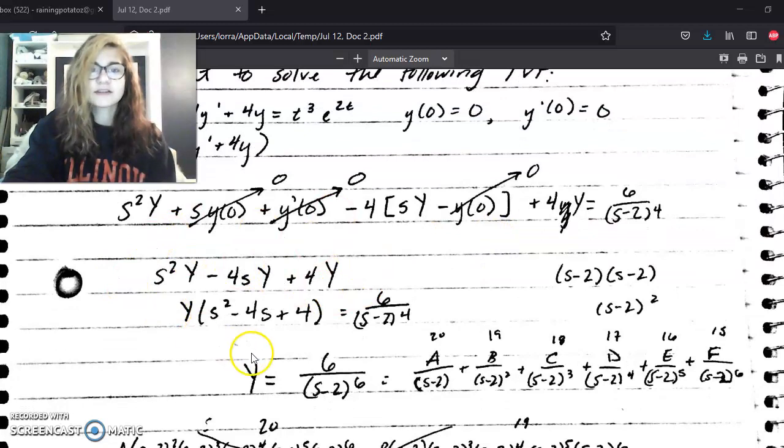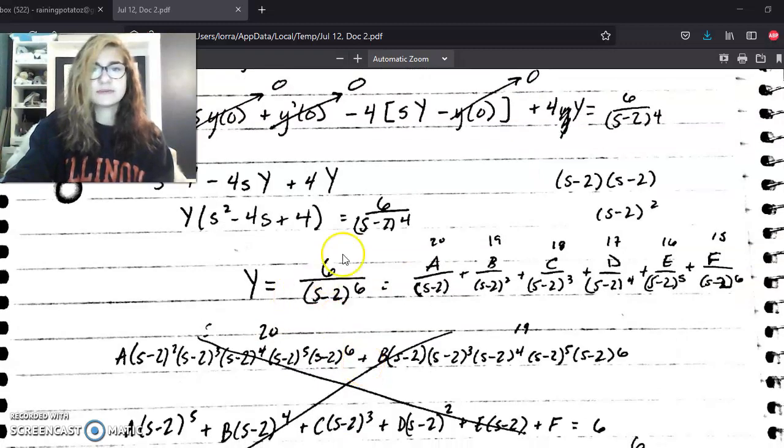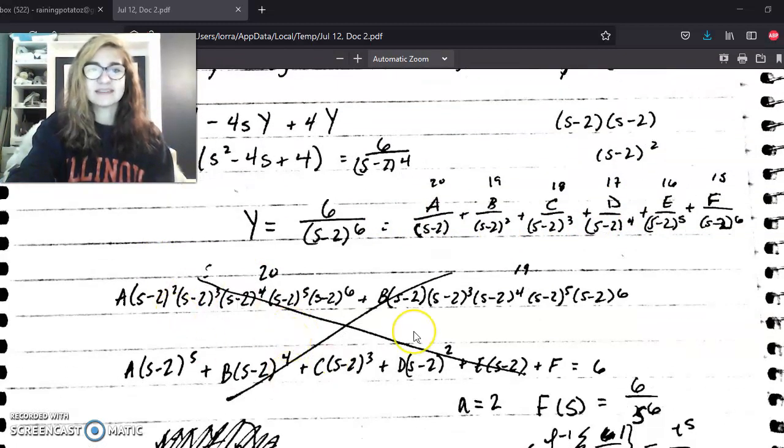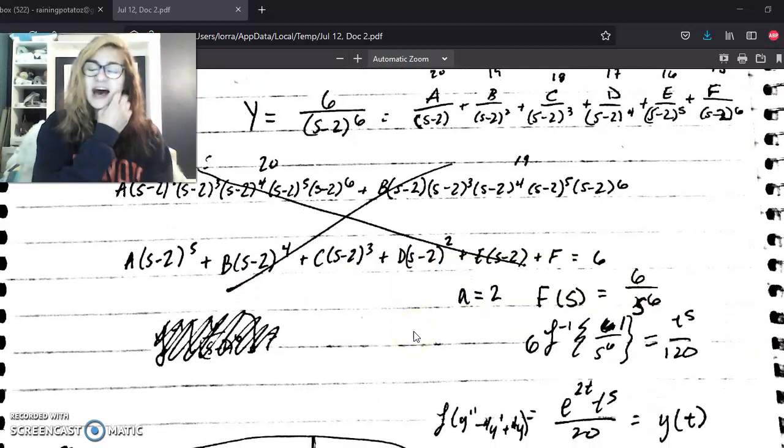So then you can factor the Y's, so Y times the quantity of s squared minus 4s plus 4 is equal to 6 over (s minus 2) to the fourth. And so this factors to (s minus 2) squared, so divide it over and you get Y is equal to 6 over (s minus 2) to the sixth. So at first I tried factoring to get this, but then I realized that that was an impossible process. And that's when I also realized that this was like a much simpler problem.